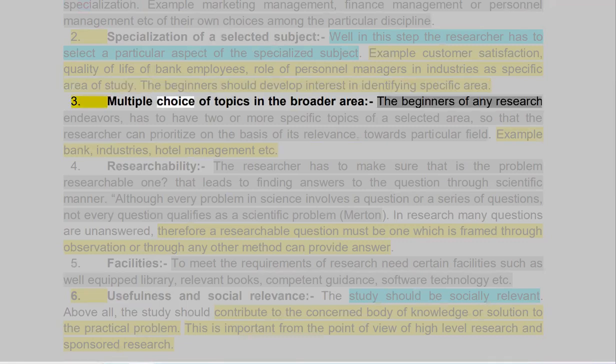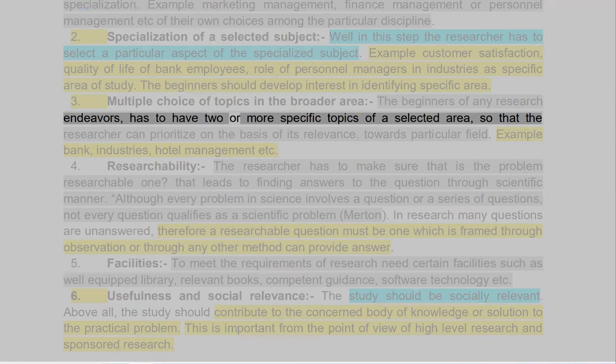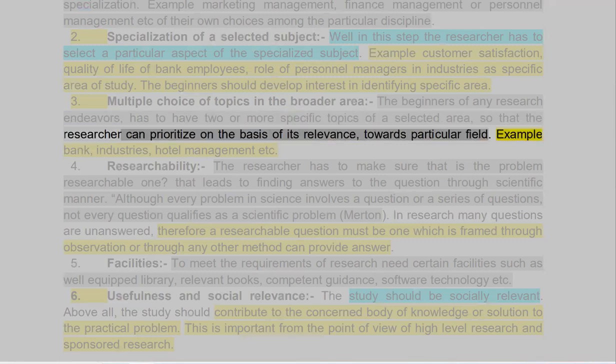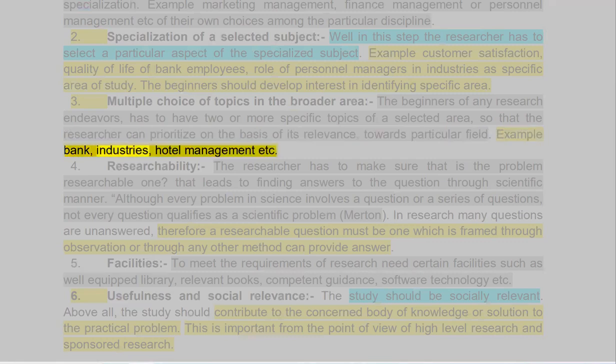3. Multiple choice of topics in the broader area. The beginner of any research endeavor has to have two or more specific topics of a selected area so that the researcher can prioritize on the basis of their relevance towards a particular field. Example: bank, industries, hotel management, etc.